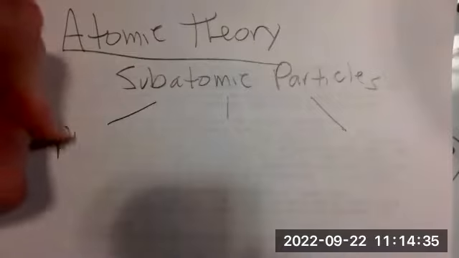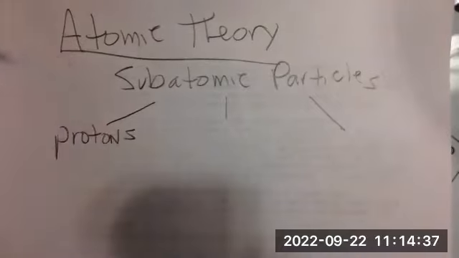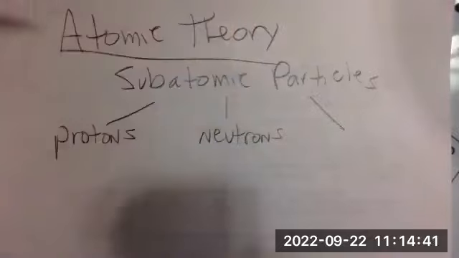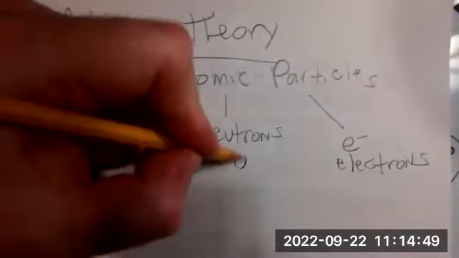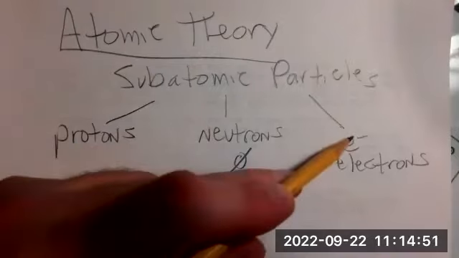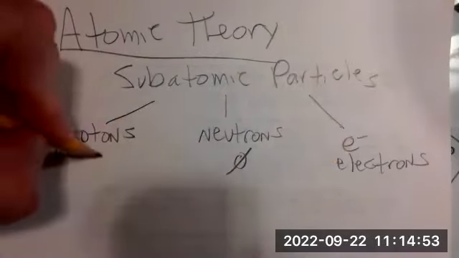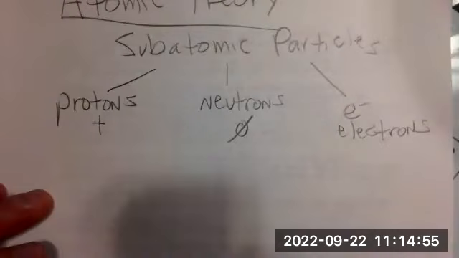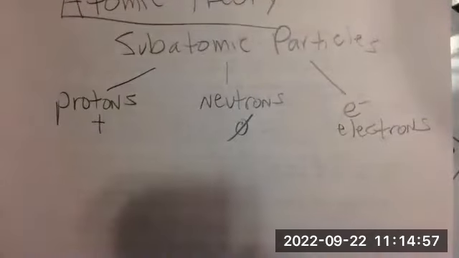All right, first, there are 3 subatomic particles. We've got protons, we've got neutrons, and we've got electrons. I usually write it as E-. Neutrons have a neutral charge, electrons are negatively charged, and protons are positively charged. So how do we determine the number of protons, neutrons, and electrons for a given element?